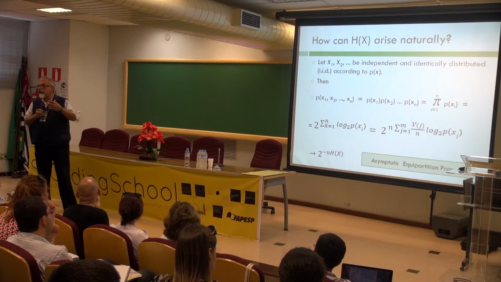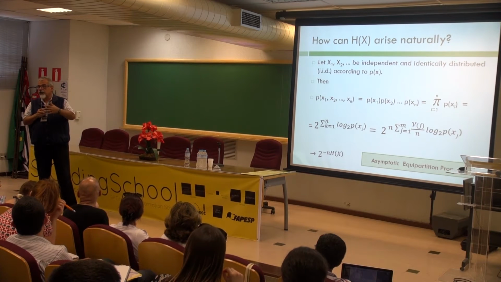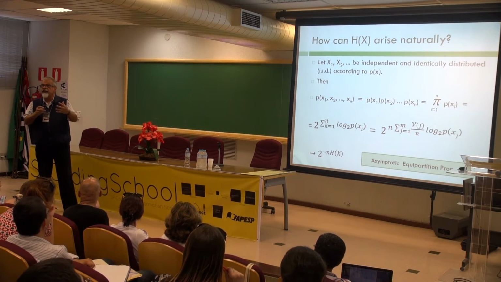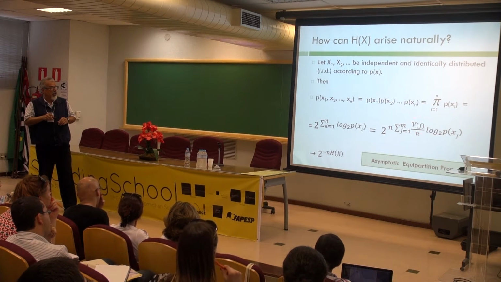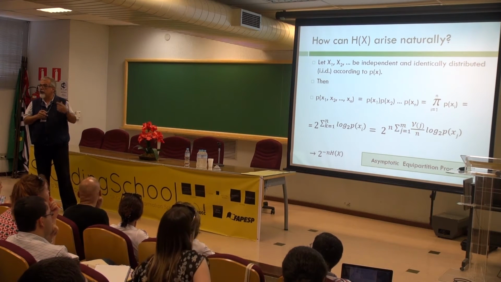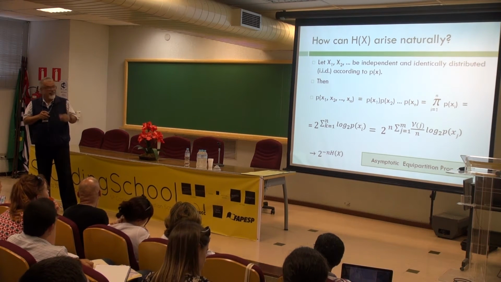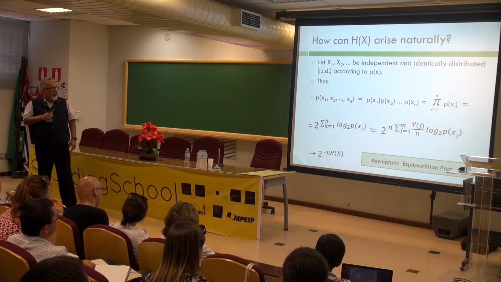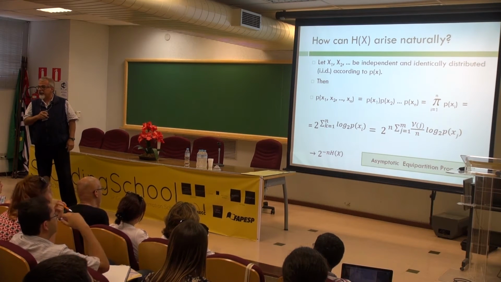So we can talk about convergence in probability, or we can talk about convergence with probability 1. Then we have this law of large numbers that says that this number here, the frequency divided by n, is going to converge to what? To the probability of xj, right? Well, and then if I put that in, what would this be? This would be minus the entropy.